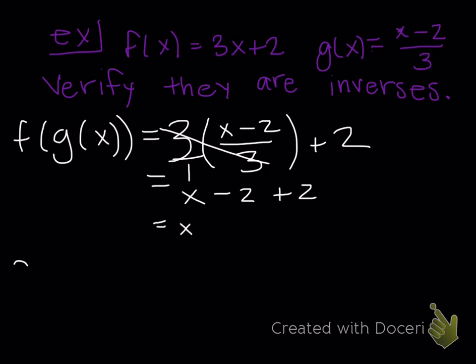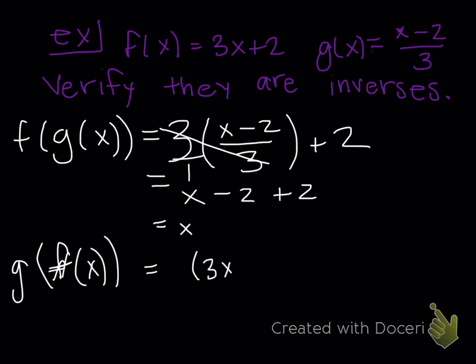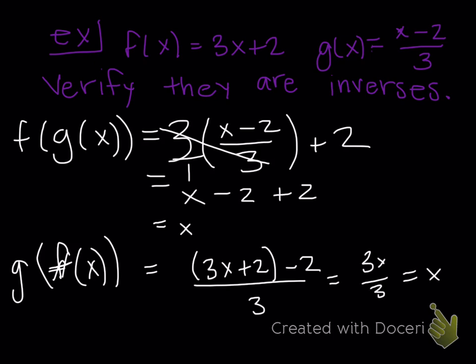Now I need to find g of f of x. So now I'm going to plug the f function into the g. So I'm plugging 3x plus 2 in that top for x. Those 2's are going to cancel, and I'll be left with 3x over 3, which is x. So because I got x two times, I can determine that they are the inverse of one another.